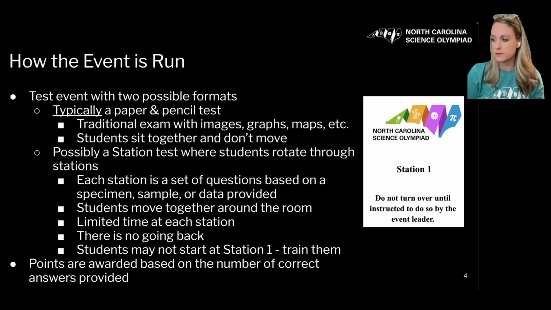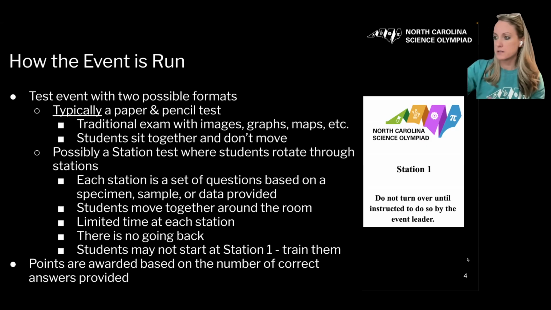Any kind of station event requires a little bit of practice. They have to understand that they can't go back. So once the time at that station is done, they're moving on and they will not have access to those questions anymore. So train them on that a little bit. You also need to train them because they might not necessarily start at station 1. So they have to pay attention to which station they're assigned to when they come in and where they're starting, and make sure that they're writing those answers in the correct spot on their answer sheet. So practice that. Give them a practice station test and throw them in at station 9, and then have them work all the way through to the end and then have to come back to station 1 to make sure that they're recording answers in the right spot on their answer sheet.